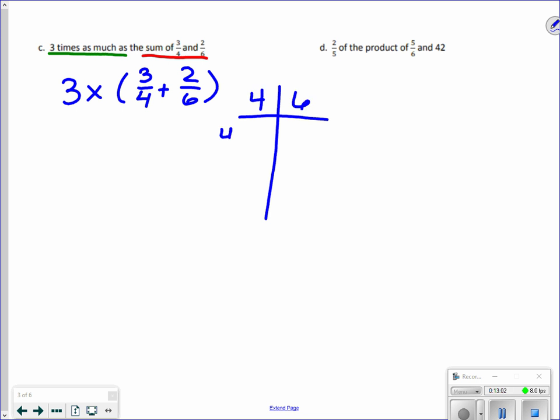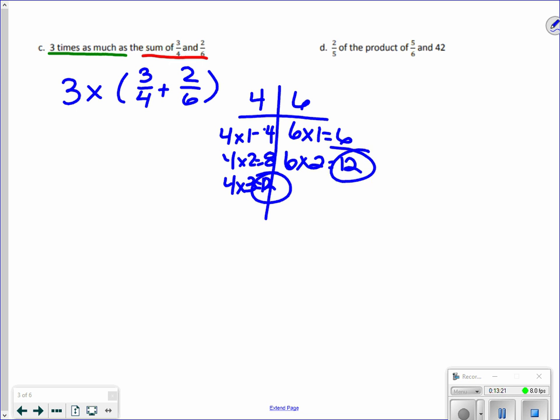4 times 1 is 4. 4 times 2 is 8. 4 times 3 is 12. Oh, look, so we do remember how to find the least common multiple, to find the common denominator, which is not 10. So 12. 4 to get to 12 is 3. 6 to get to 12 is 2. And you actually end up with 13/12 here. That's 1 and 1/12.